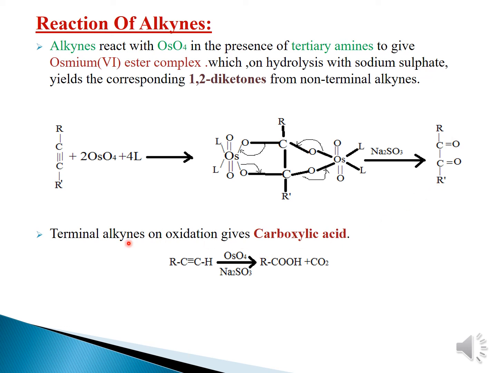Moving on to the oxidation of terminal alkynes. Here again this bond is getting cleaved with osmium tetroxide, upon treatment with sodium sulfite as the agent. Then you end up with hydrolysis. Upon hydrolysis, you get a carboxylic acid with the liberation of carbon dioxide.